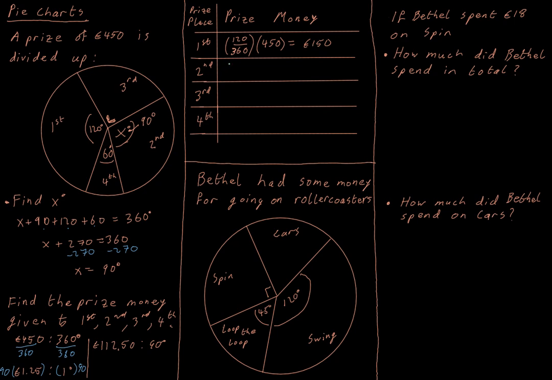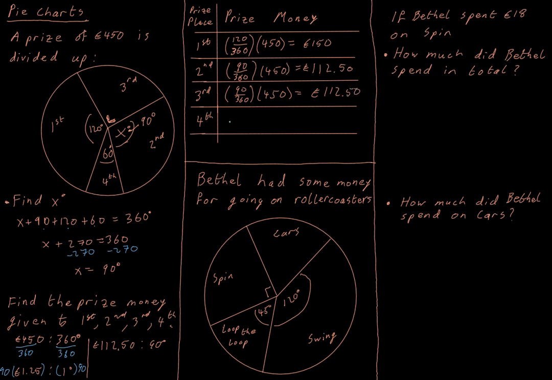The second prize, we already know what the answer is going to be, but we will calculate it out here. Our x was 90 out of 360, multiplied by our total, so that's effectively a quarter. A quarter of our 450 ends up being 112.50. The third prize was the same, so it's going to be 90 out of 360 of 450, which is equal to 112.50.